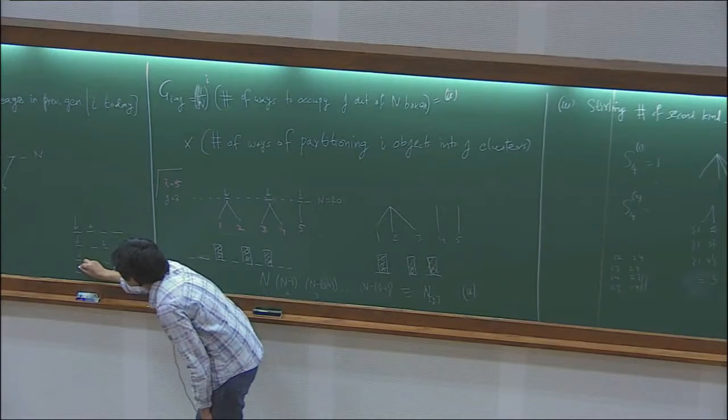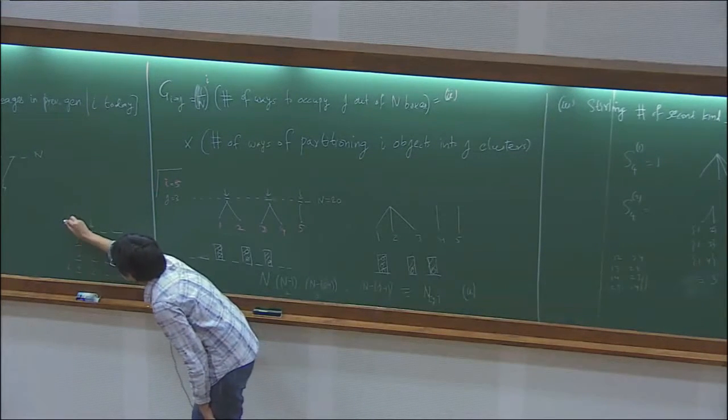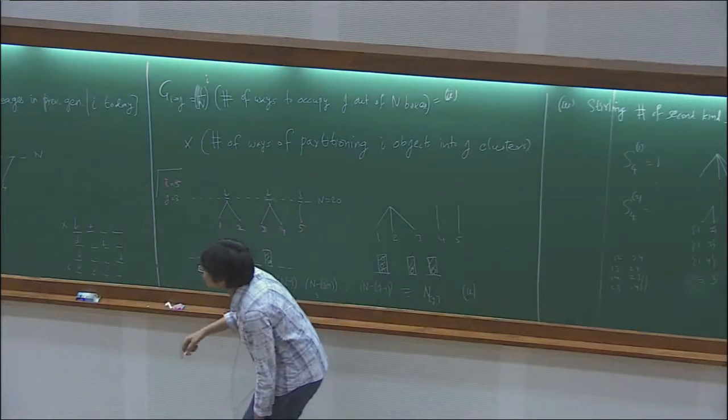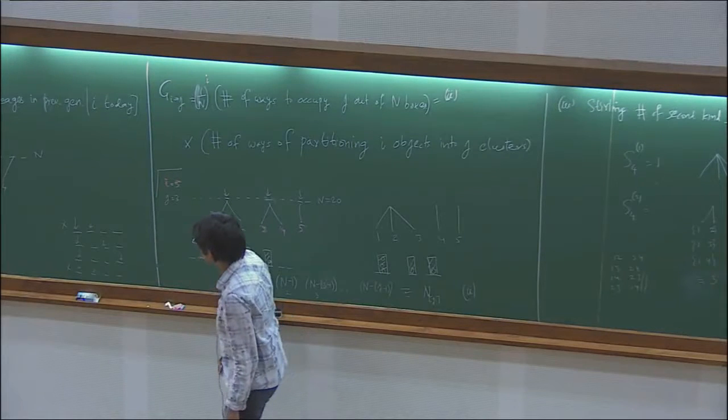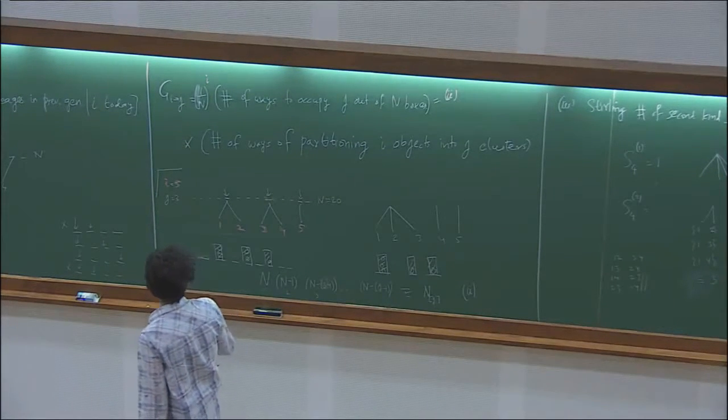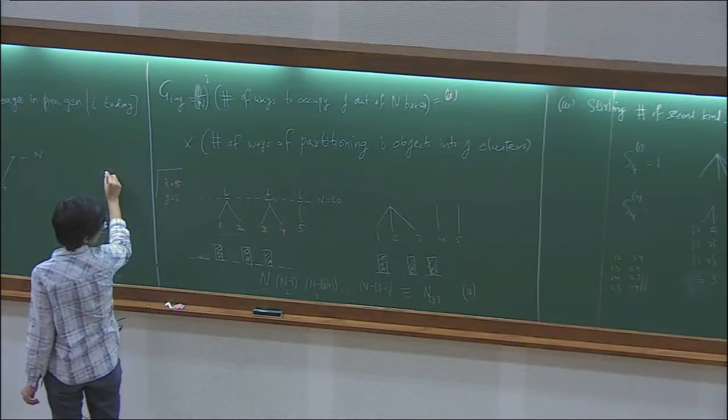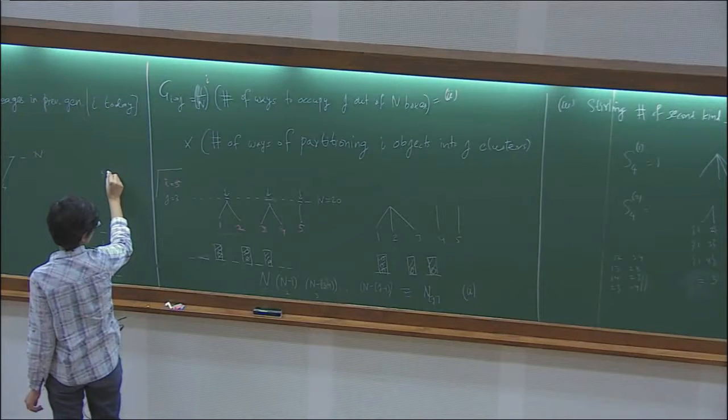So this should be what? 3. How much should it be? j is 2, n is 4, and j is 2. So it's 4 into 3, n minus j plus 1 is 3. 12. 12, okay.